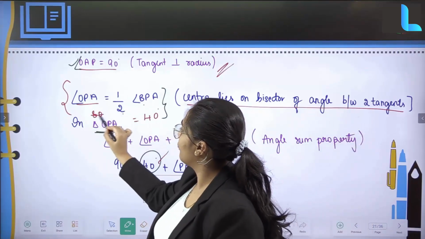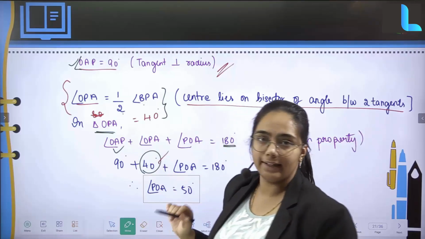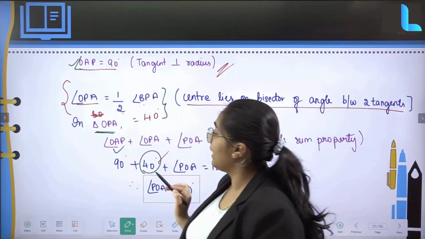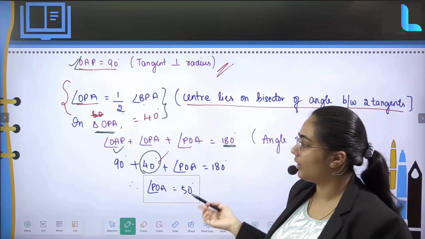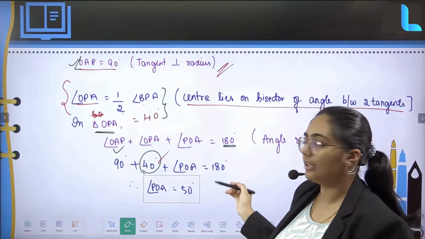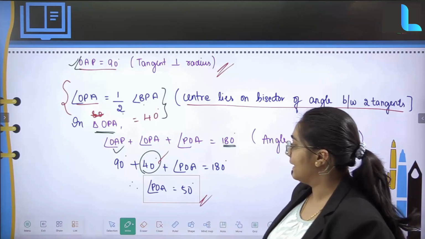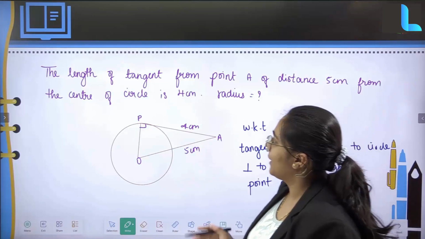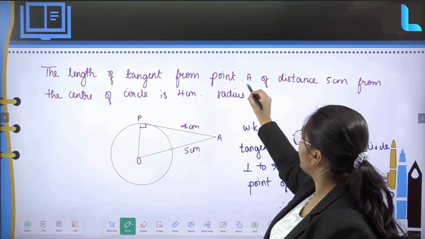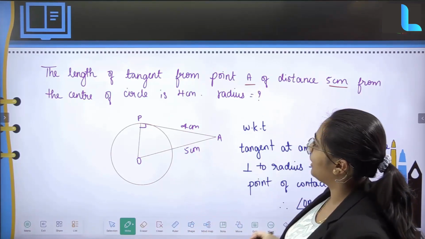OPA is equal to half of it, therefore BPA is nothing but 80 degrees. OPA is going to be equal to 40 degrees, and you have to find out POA. Therefore it is very simple, just shift everything to the other hand side. You'll be getting the final answer of 50 degrees. Clear?